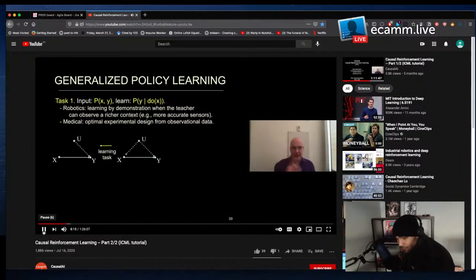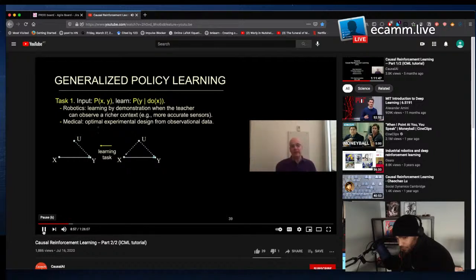Let's start with an example. Consider this setting where we are trying to learn from an input distribution, P of X and Y. X is the action, Y is the outcome or the reward. And we would like to learn a P prime of Y given X. This could be in robotics, where we're trying to learn by demonstration when the teacher can observe a richer context than the student, for example, has more accurate sensors. Maybe a baby robot is trying to learn from an older robot, and the older one may have infrared, but the baby didn't develop this skill yet.